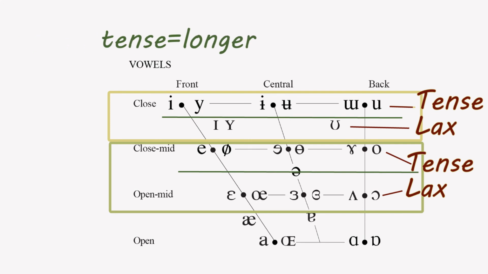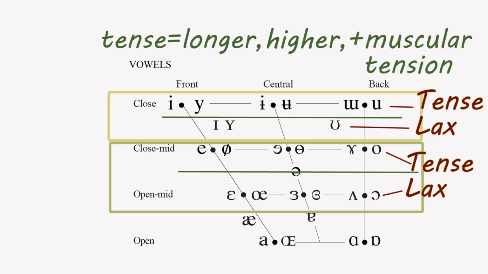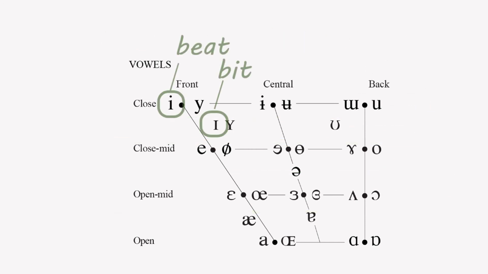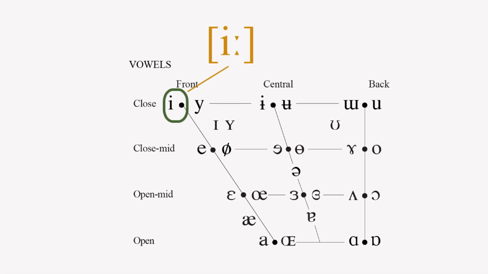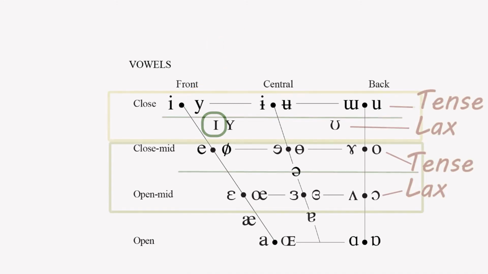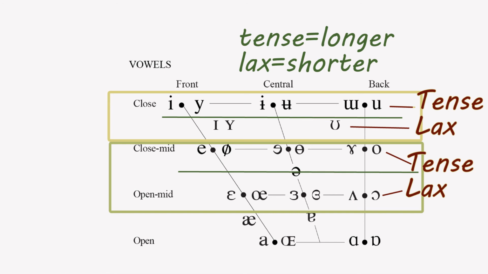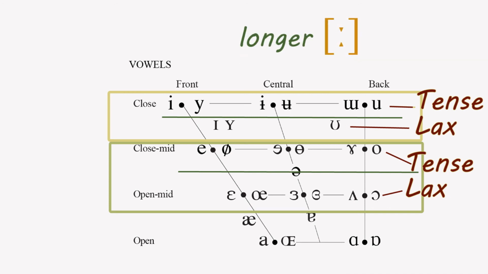The tense ones are generally a bit longer in their duration. They are a bit higher and they have more muscular tension. So for this one, this is beat, this is bit in terms of the vowel. So the symbol is different. But usually when it's E, it's also longer. So you need to use the symbol. But this one is usually not long. So the tense ones are usually longer, but the lax ones are usually not. They don't have the extra length, which you indicate by using these symbols. So that's the tense lax thing.